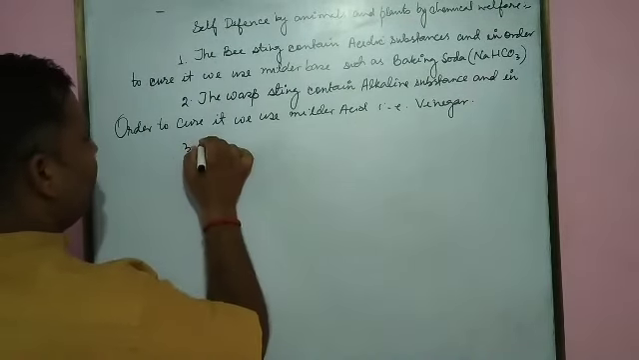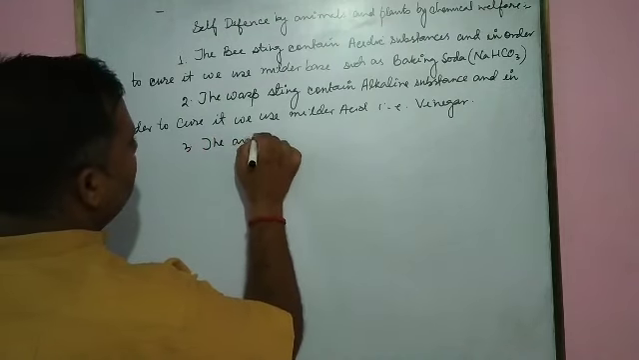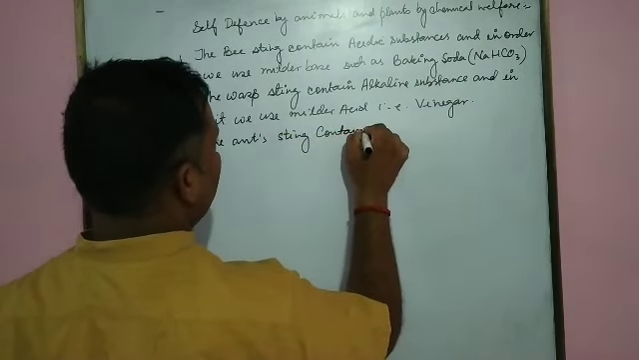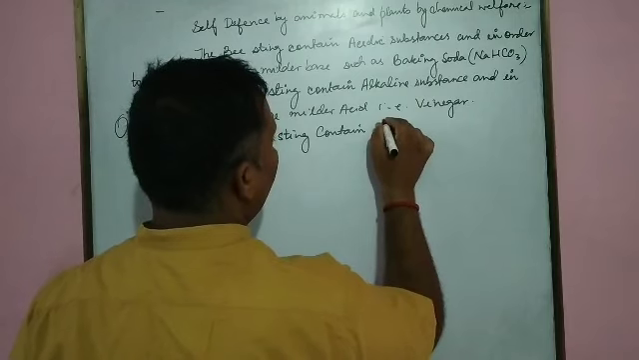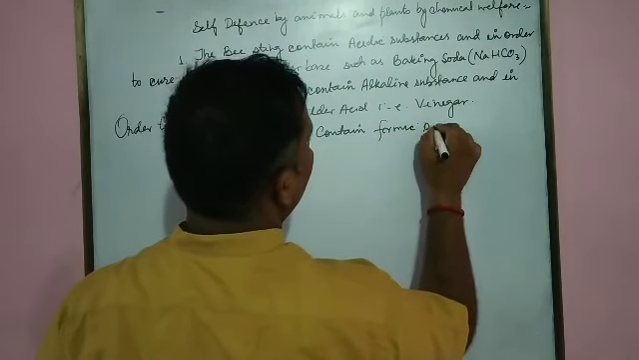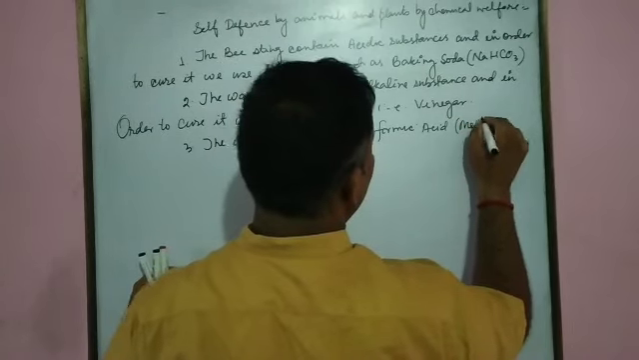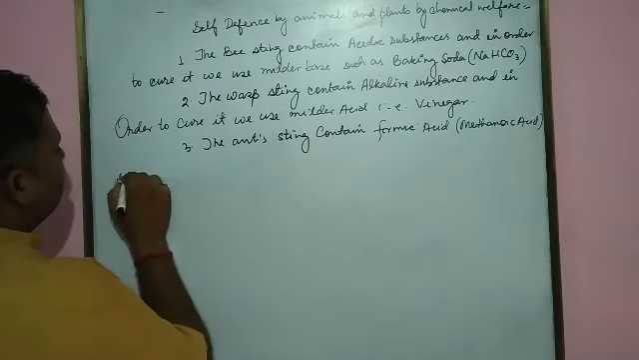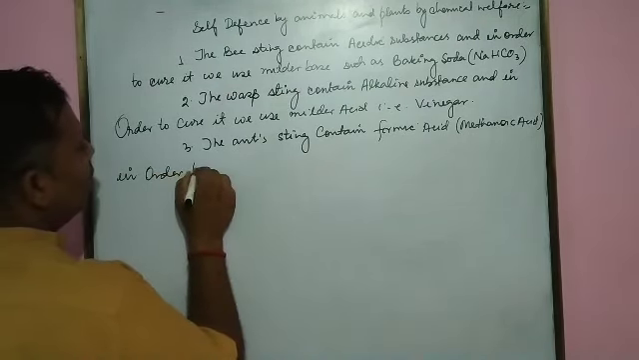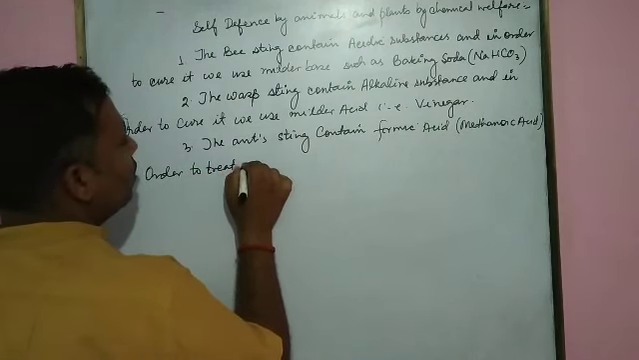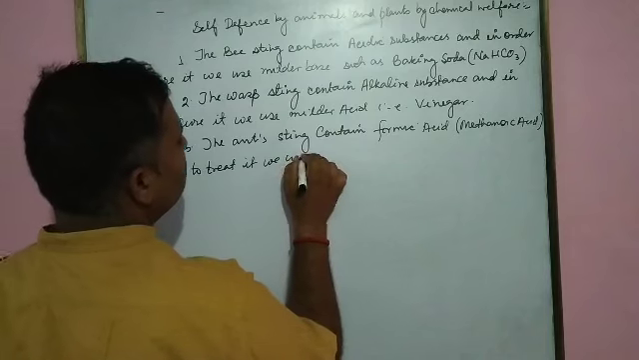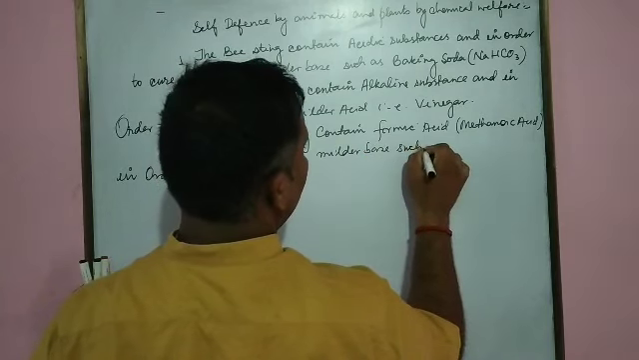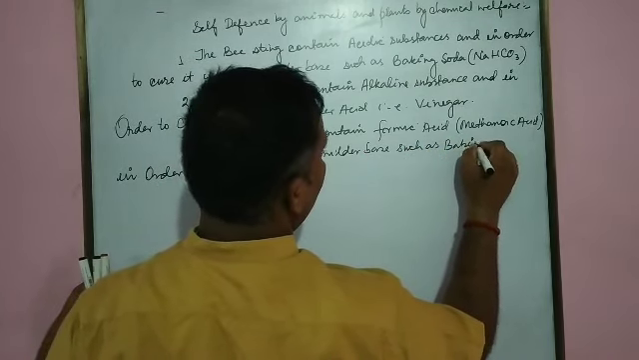Third one, the ant sting contains formic acid, or you can say methanoic acid. In order to treat it, we use a milder base such as baking soda.